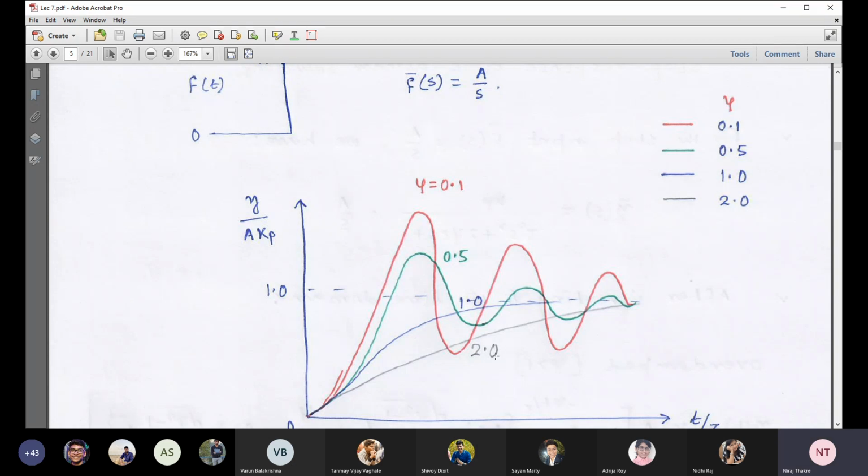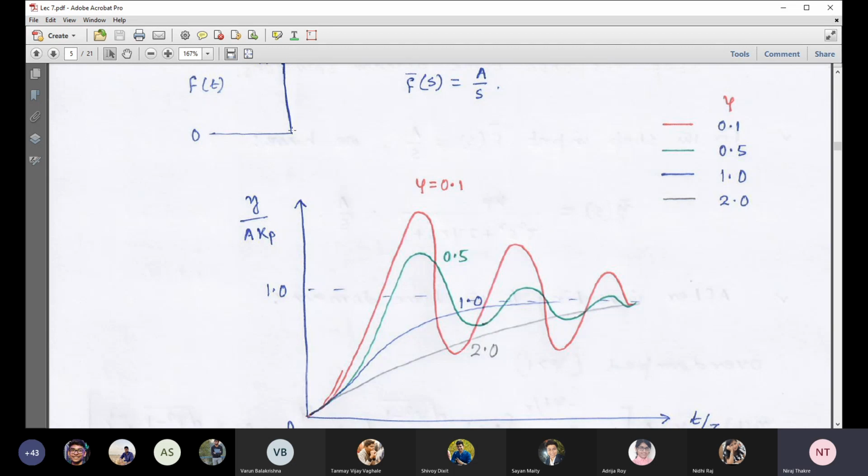As we considered for first order system in dimensionless form, similarly we are producing the plot with y divided by akp versus t by tau. As we followed for first order system, we are similarly producing this plot between y divided by akp and t by tau. Both are dimensionless quantities.